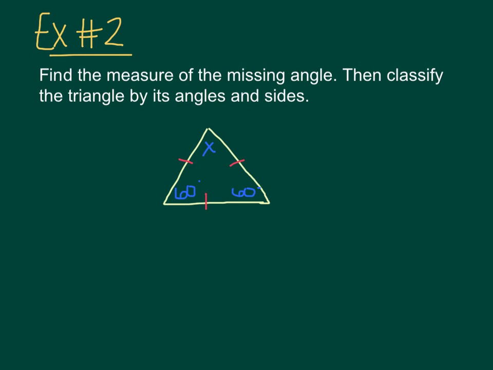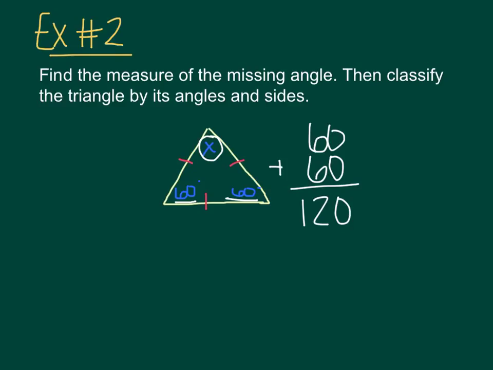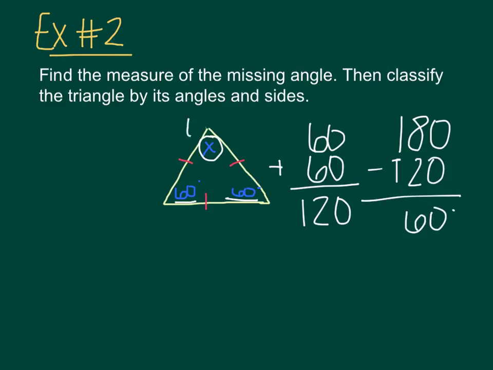Example 2, let's find the missing angle first. Let's add up the two that we know, 60 and 60. That gives 120. We know it has to add up to 180 total, so let's subtract what we already have, and we get 60 degrees is our missing angle. Now let's go ahead and label this triangle. We have all three angles are 60 degrees, and I know 60 degrees is acute. It's smaller than 90. So this triangle has to be acute because all of its angles are acute.